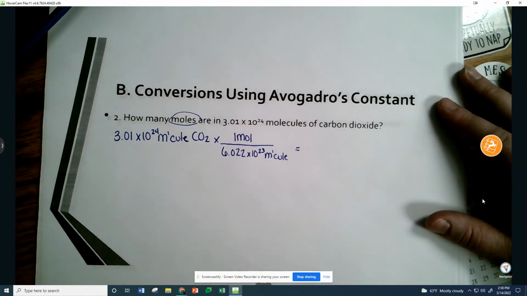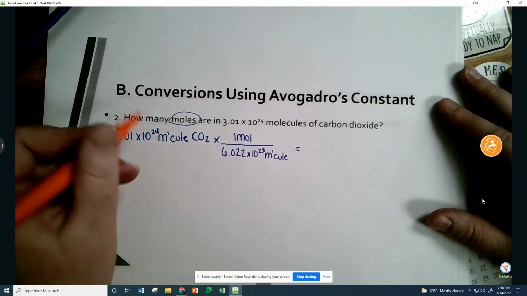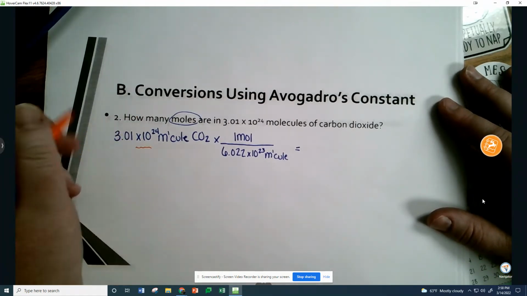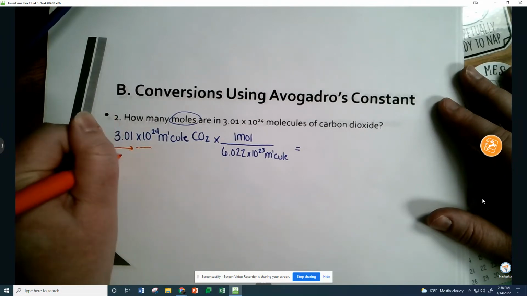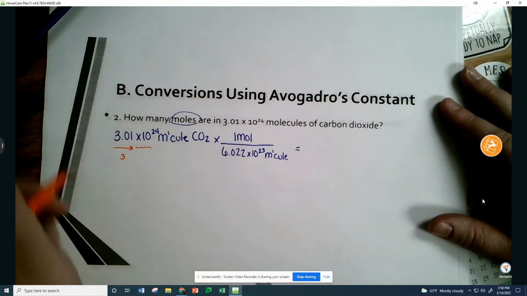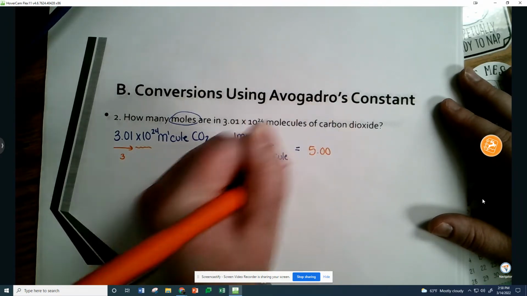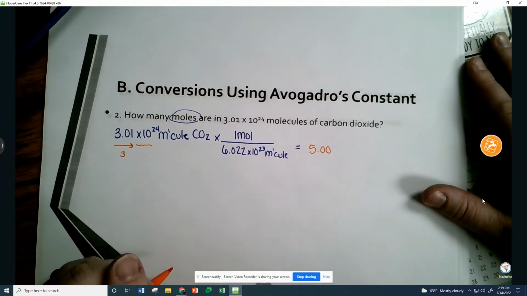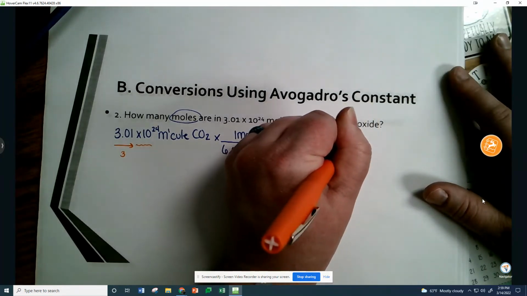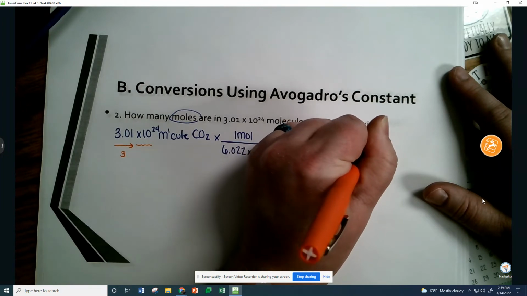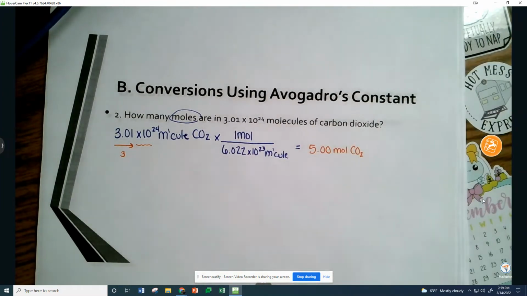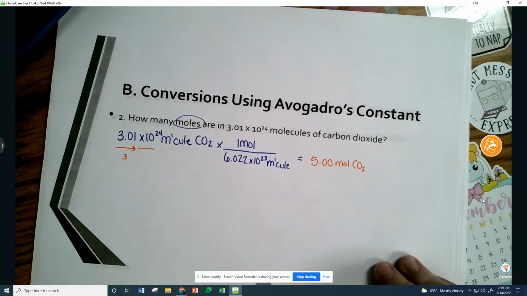When you run that through on your calculator, when you do sig figs, this part does not influence sig figs, only the 3.01. It has 3. So when I type this in with 3 sig figs, I get an answer of 5.00 because originally you get like 4.998 and it does some rounding. So this is 5 moles of CO2. Again, by adding those 2 zeros after the decimal gives me 2 more sig figs.